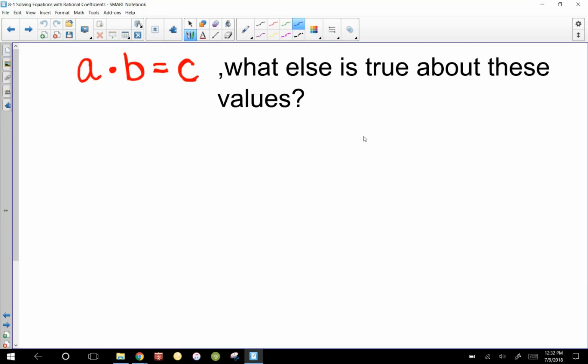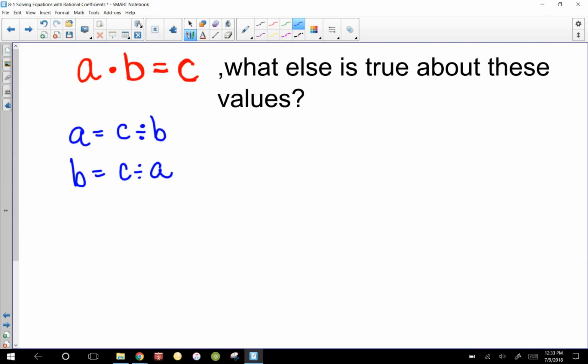Well, a couple of things that we do know is that if a times b is equal to c, then a is equal to c divided by b. Isn't that true? If a times b equals c, then a is equal to c divided by b, and also b is equal to c divided by a. Okay, these facts are true.